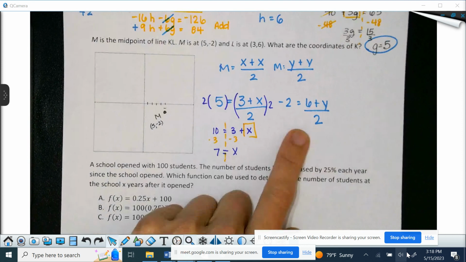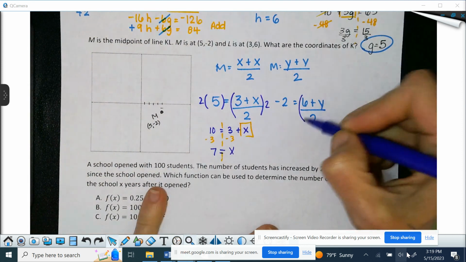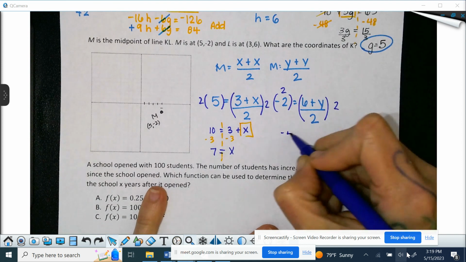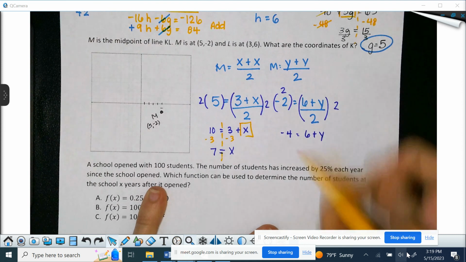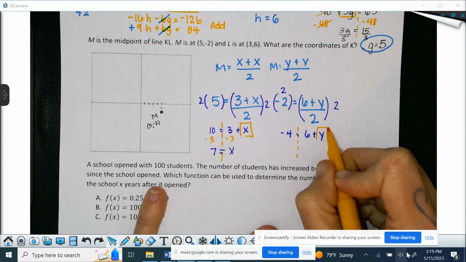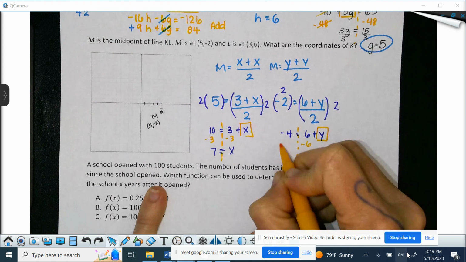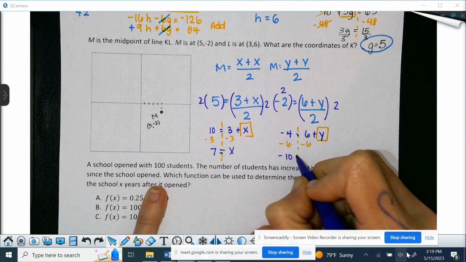All right, we're going to do the same thing for our other one. We have a 2 in the denominator. So it's divided by 2. We undo division by multiplying. And that's going to give me a negative 4 equals 6 plus y. How am I going to move that 6? Subtract 6 from both sides. Good, because it's positive. And that gives me a negative 10 equals y.